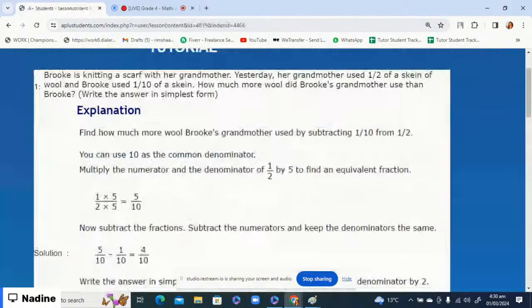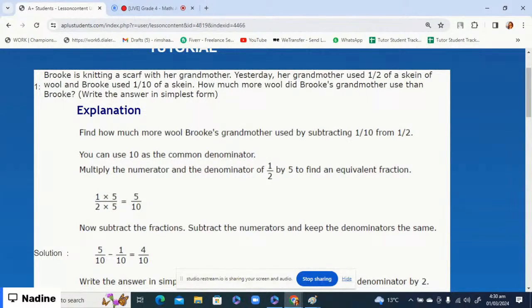Brooke is knitting a scarf with her grandmother. Yesterday, her grandmother used 1 by 2 of a skein of wool and Brooke used 1 by 10 of a skein. How much more wool did Brooke's grandmother use than Brooke? Write the answer in the simplest form.